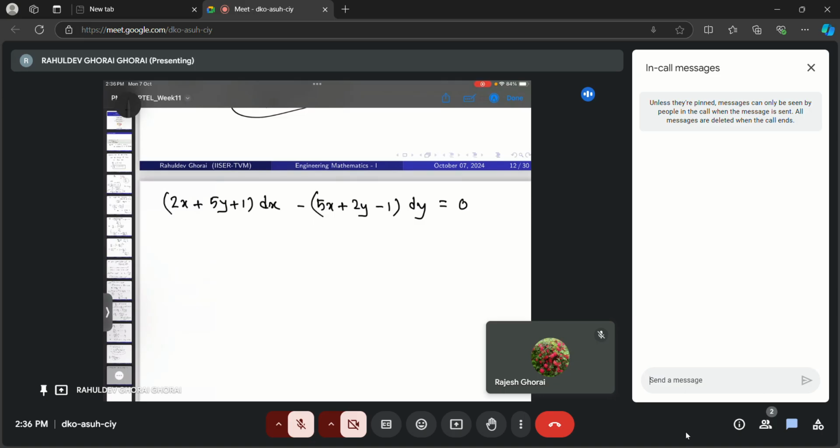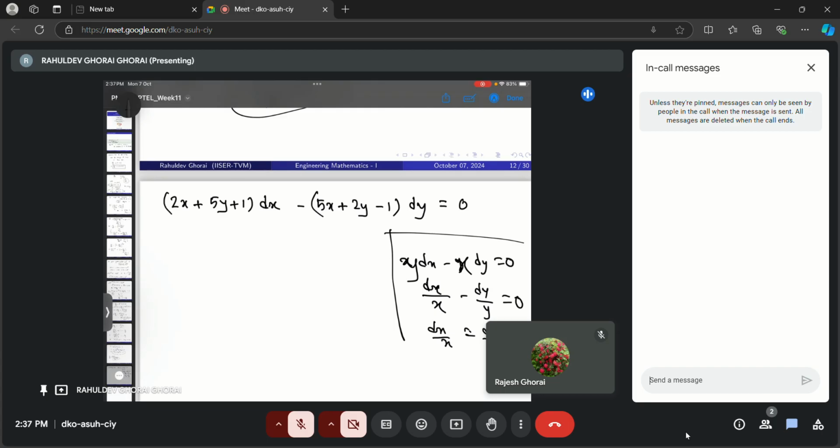You can see that it's not a simple equation like x dx minus y dy is equal to 0. When this type of equation is there, say you have y dx and x dy, you divide by xy, then it will be dx over x minus dy over y is equal to 0, or dx over x is equal to dy over y. If you take integration, then it will be ln x is equal to ln y, and you will get the solution easily. Here it is not like that. You cannot do it easily.